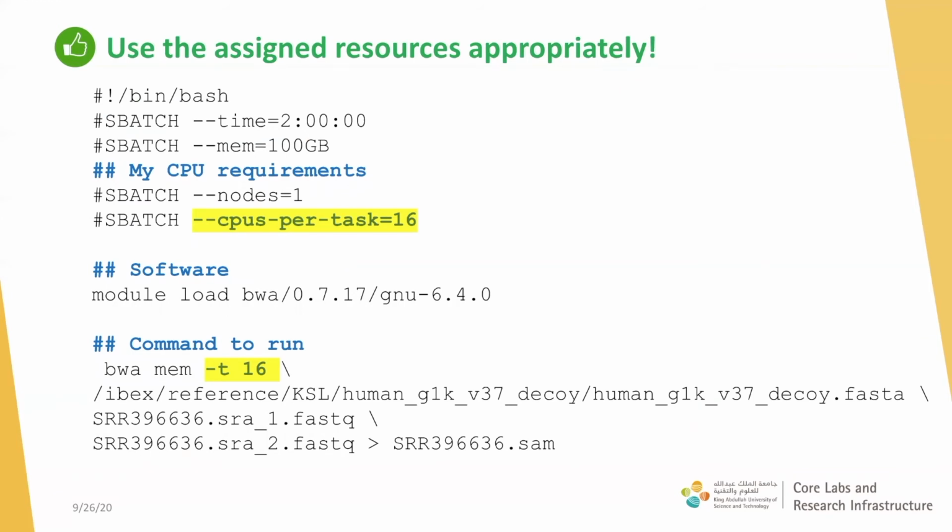This example shows whether the assigned resources are appropriately used or not. For example, here my scheduler request is CPUs per task 16, and my application parameter, number of threads, is 16. So the 16 CPUs allocated by Slurm are used by my application, BWA-MEM. Therefore, the resource allocation should always match the application parameters so that you can improve performance in terms of execution time.